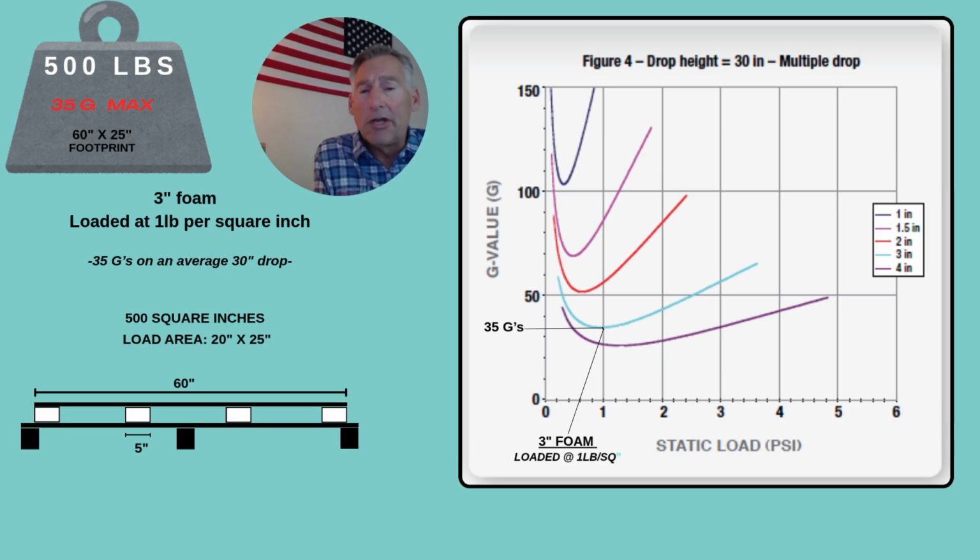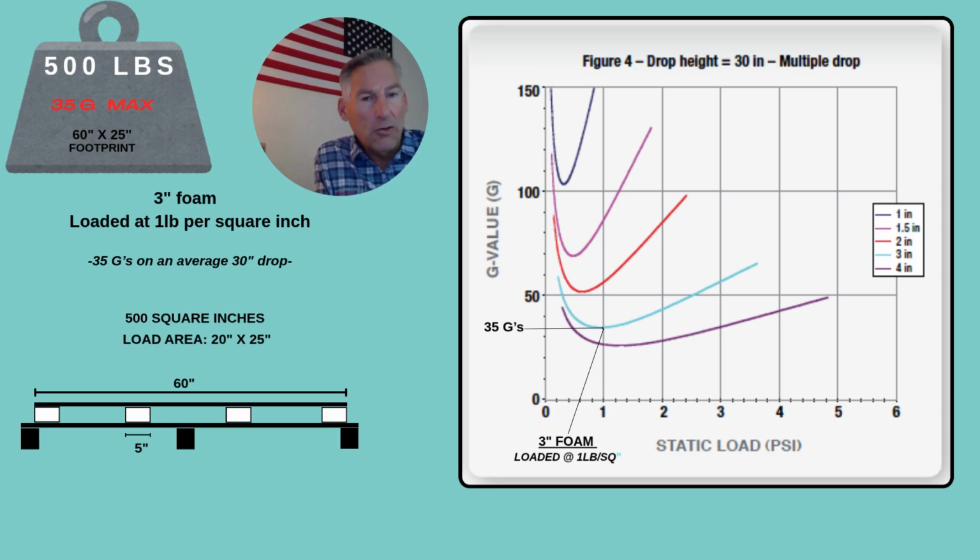In this example, we'll look at a 500-pound unit with a 35 G max, meaning it'll break above that. We're going to put this on a 60 by 25 inch footprint of a floater, but we're not going to make it full foam underneath. We're going to slice it up into strips, as you can see here. So our actual load area will be about 20 by 25, and we'll have about 500 square inches of foam. So that 500 square inches of foam needs to support a 500-pound unit. So we're going to load that foam at 1 pound per square inch.